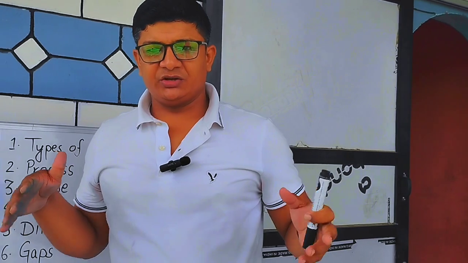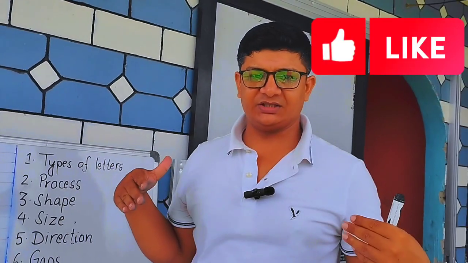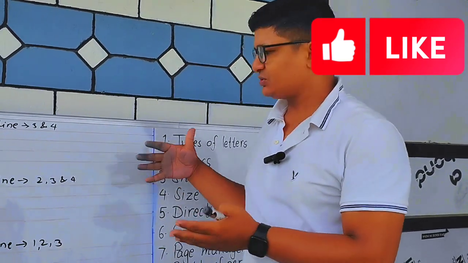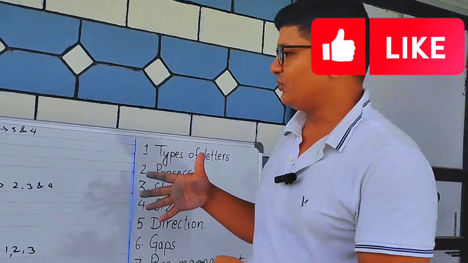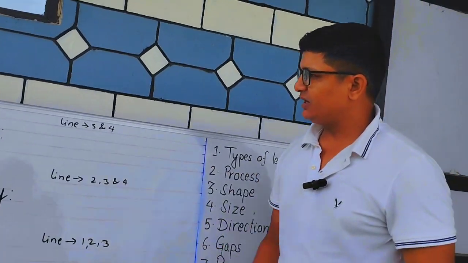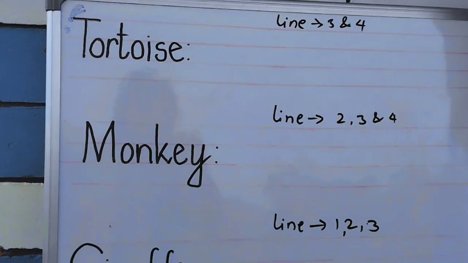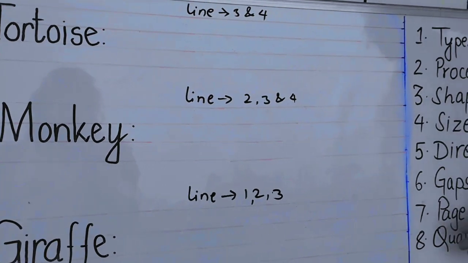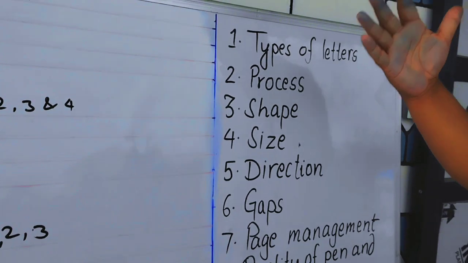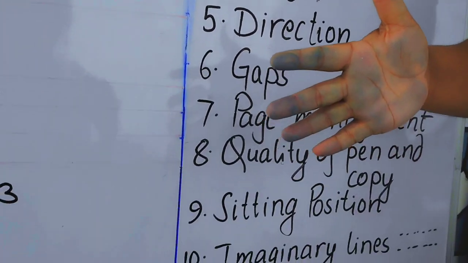In English, we use more small cases than capital letters. We use more small letters. That's why writing of small letters is more important than writing of capital ones. So to write small letters in a very proficient manner, in very good handwriting, I have brought you 10 tips. If you maintain these 10 points, you won't have any bad handwriting. You immediately start improving your handwriting.